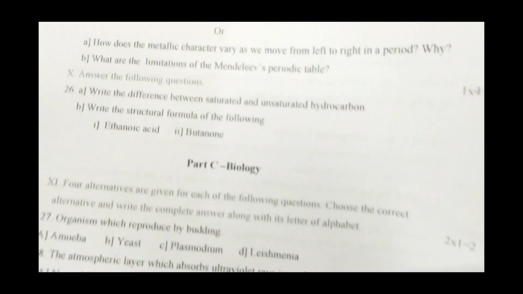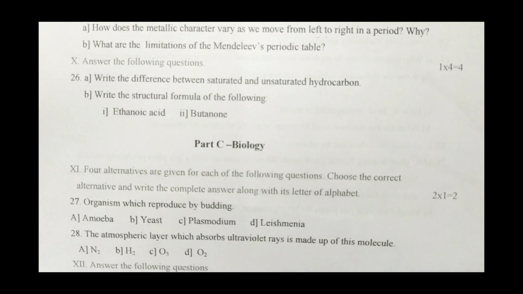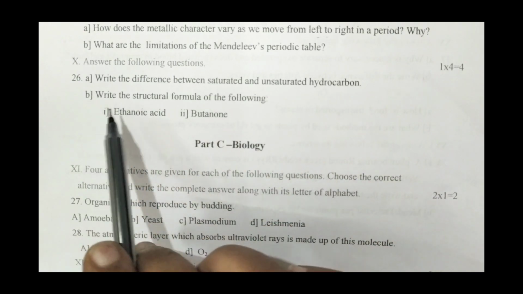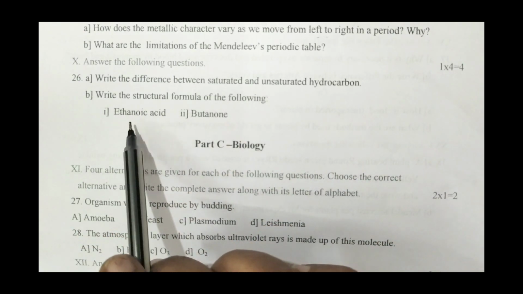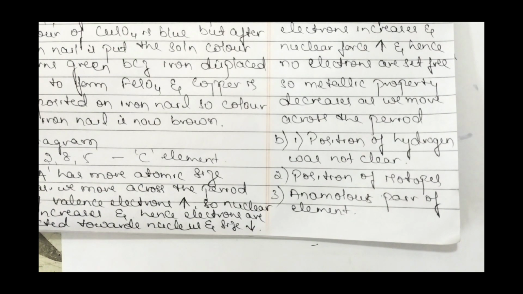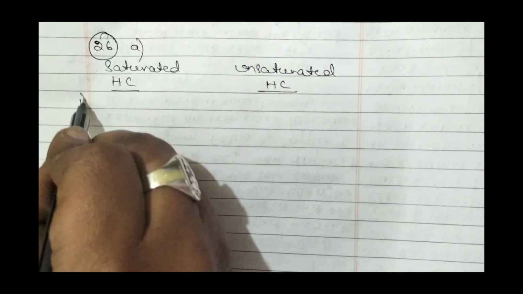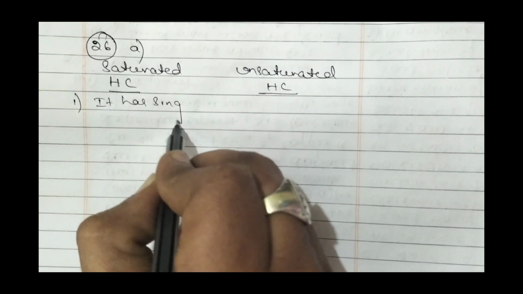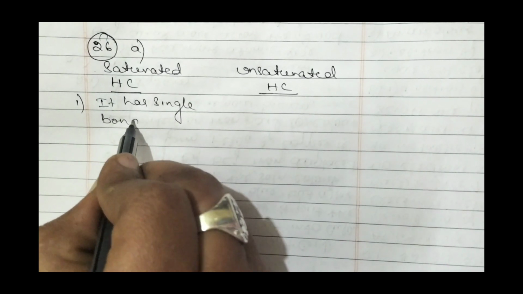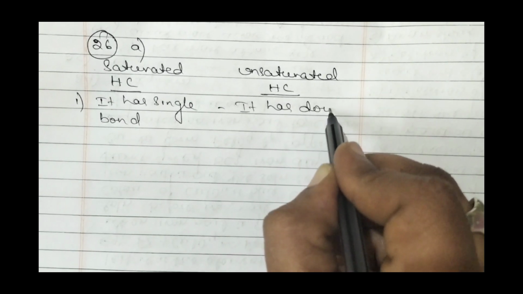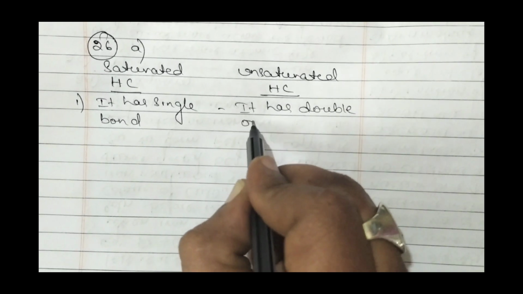So now let us move to the last question of the chemistry part, that is, write the differences between saturated and unsaturated hydrocarbon and structural formula of ethanoic acid and butanol. So let us write these two. Let us differentiate between saturated and unsaturated. First, saturated, it has single bond. Unsaturated, it has double or triple bond.